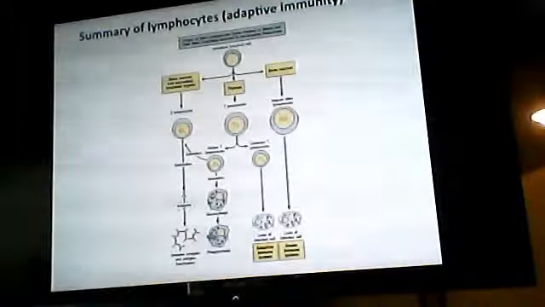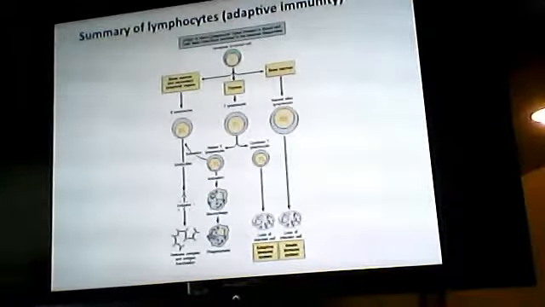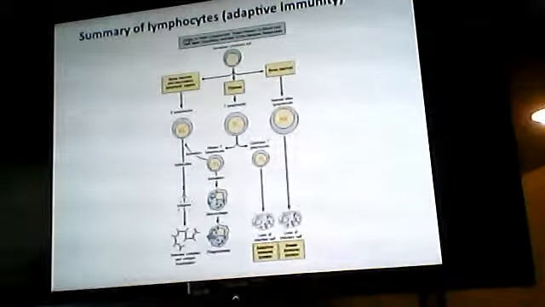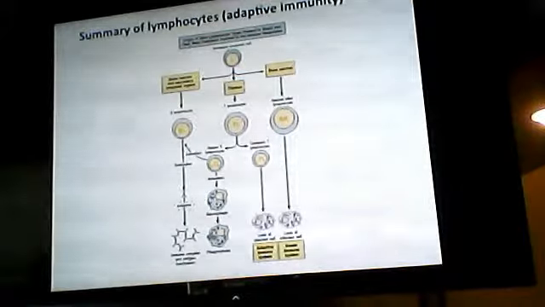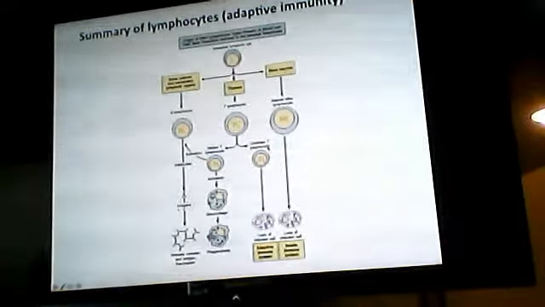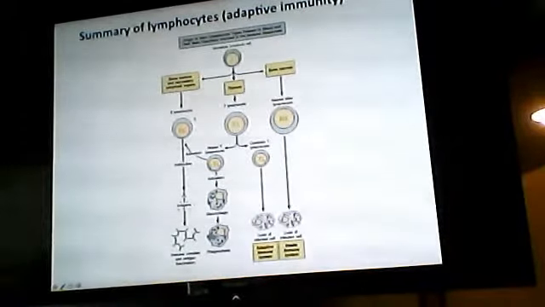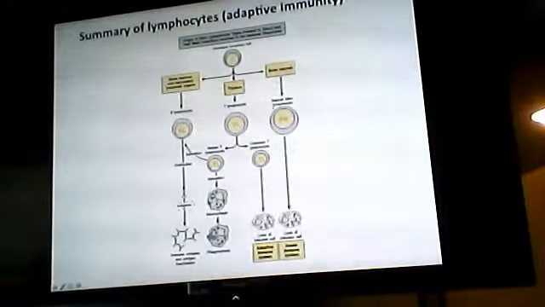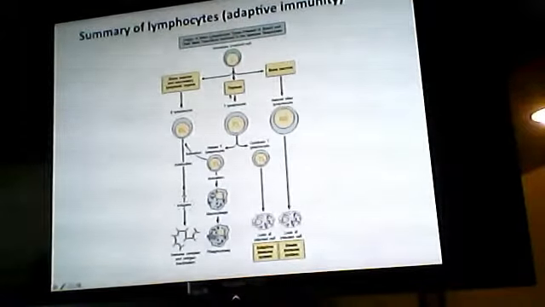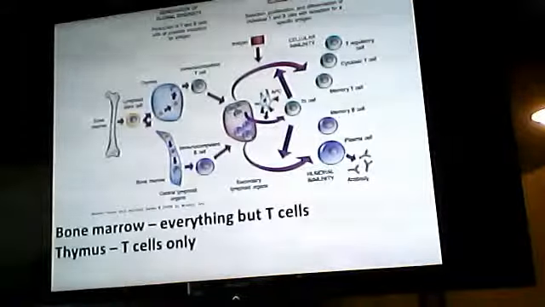So adaptive immunity. So we have lymphocytes, and all of your immune cells come from some sort of what's called a progenitor, and it'll split up into different kinds of cells, okay? So from your bone marrow, you get B cells or you get natural killer cells, but in the thymus, you get T cells. And then from there, everything kind of differentiates more, okay?